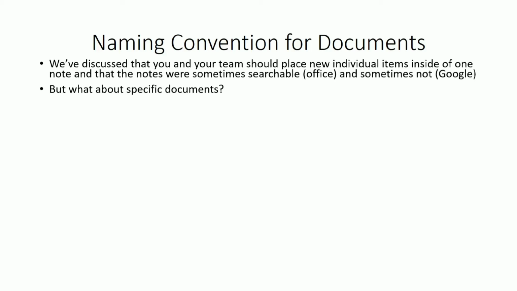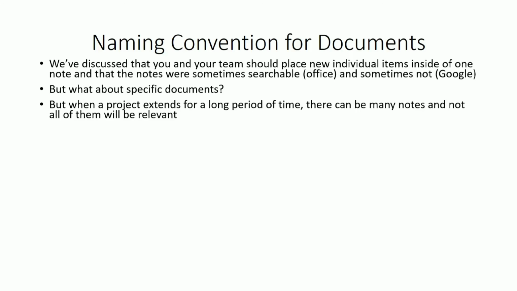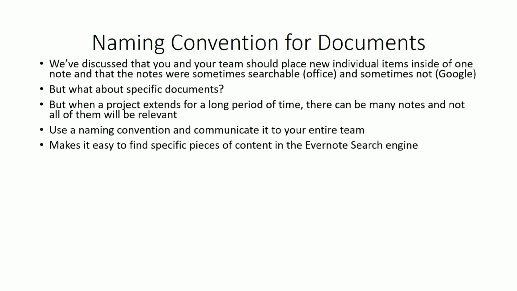But now, how should you classify those specific documents within the actual note? This is important because when a project extends for a long period of time, you can have a lot of notes and not all of them will be relevant, and it can actually clog the search when you're trying to find something specific. What you want to do is to use a naming convention for the individual files within the note, and then make sure that you communicate that naming convention to your entire team. This will make it easy to find specific pieces of content within the Evernote search engine.